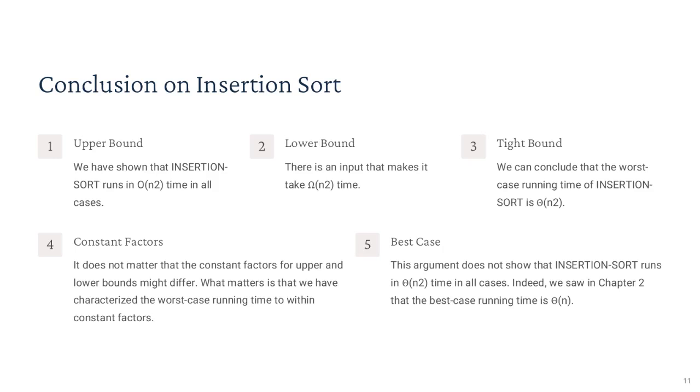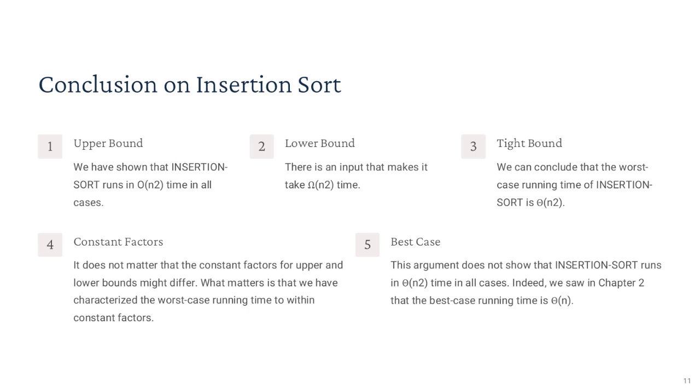Insertion sort's performance can be summarized by its upper, lower, and tight bounds. Its upper bound is O(n squared), which means the running time will not exceed a constant times n squared for large inputs, ensuring a worst-case estimate. Its lower bound is Omega(n squared), meaning that there exists an input configuration where the running time grows at least as fast as n squared. These bounds provide both an upper and lower limit on performance. When combining these bounds, we conclude that insertion sort's worst-case running time is Theta(n squared), capturing its growth rate precisely.